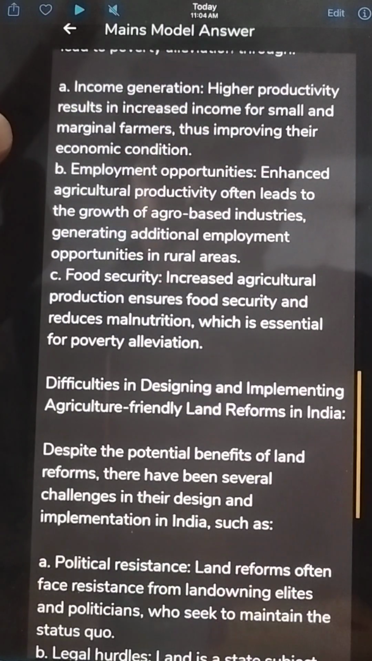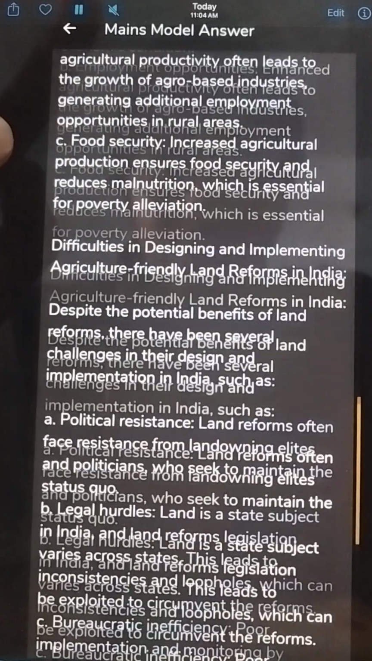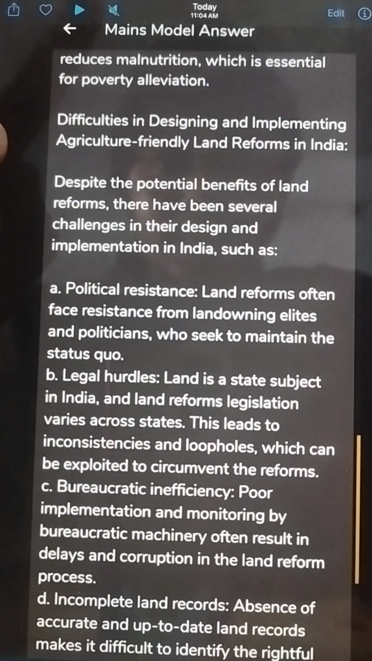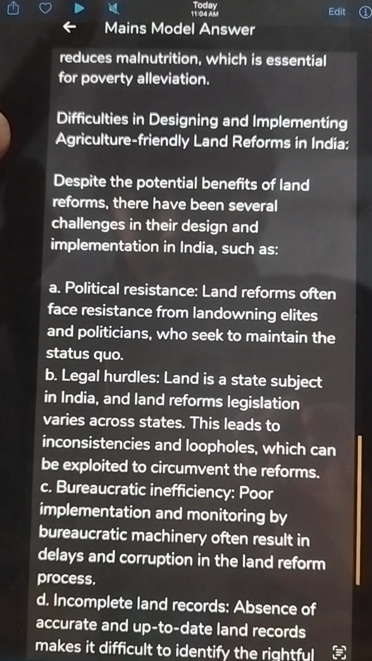Then difficulties in designing and implementing agriculture-friendly land reforms in India. Despite the potential benefits of land reforms, there have been several challenges in their design and implementation in India, such as, first, political resistance. Land reforms often face resistance from land-owning elites and politicians who seek to maintain the status quo.